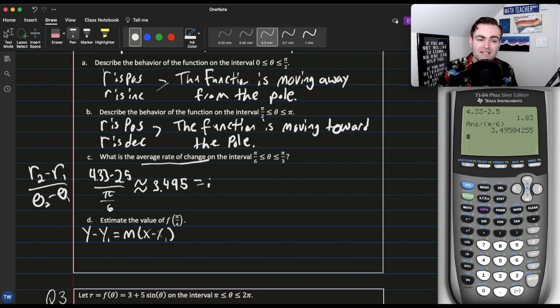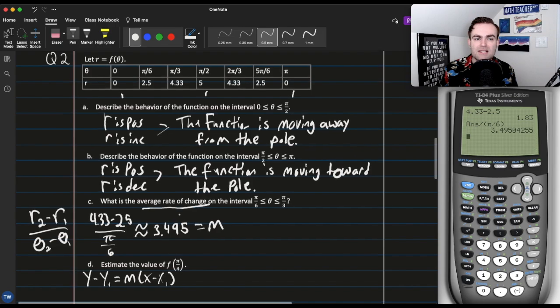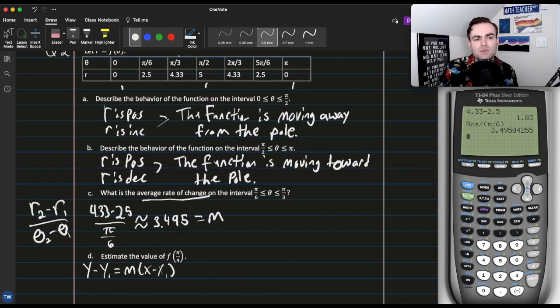We're going to say that this is our m, and then we just need to pick a point, and you always want to pick whichever one's easiest. If I look between these 2 points, which one's easier? This one is definitely easier. So for my line, I'm going to do y take away the r, so that's 2.5, is equal to the slope, which is 3.495 times x take away the angle, which is pi over 6.